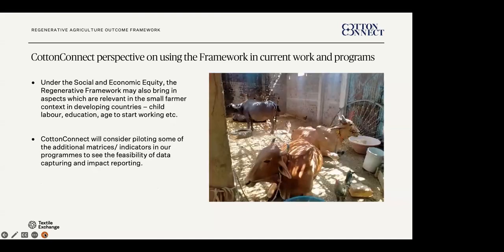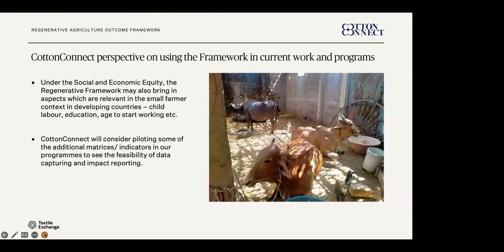Thank you. What is also important for us is that the social and economic equity section brings the aspects which are relevant in the small farmer context in developing countries. So the issues around child labor, women's rights, laborers' rights, education, when is the right time for young people to start working, etc. Those issues are still present in the geographies Cotton Connect is working, and it is crucial to address this when improving the livelihoods of the farmers.